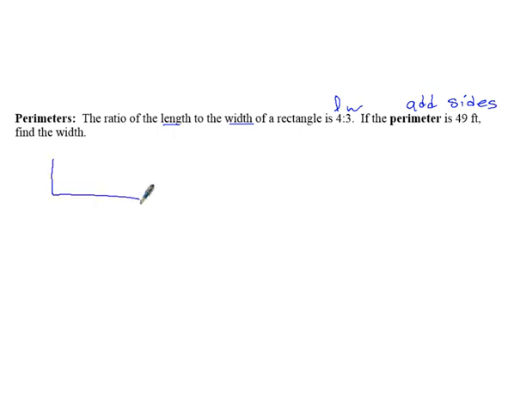So I'm going to draw a rectangle here. So we know that the length is some value 4, so I'm going to call it 4x, because we don't really know how long it is. And then we know the width is 3x. This is a length, this is a width. And I know the perimeter equals 49, so that means if I add these sides together, it's going to equal 49.